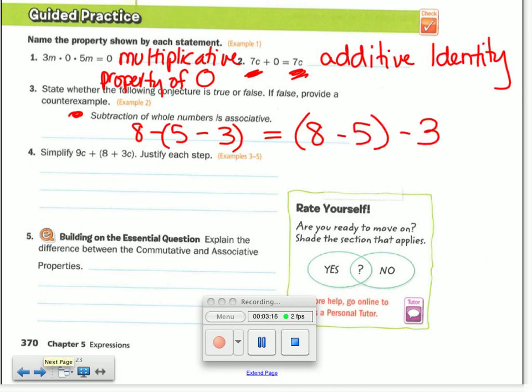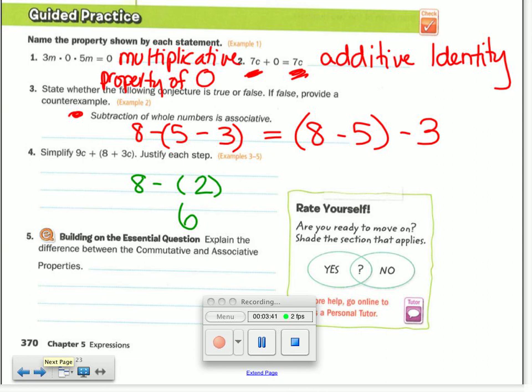So let's go ahead and solve it. If the two answers are the same, we would say this conjecture is true. If the two answers are different, then we'd say the conjecture is false. So 5 minus 3 is 2, that we had in parentheses. 8 minus the 2 gives me a 6. So if we get a 6 over here, then we would say this conjecture is true.